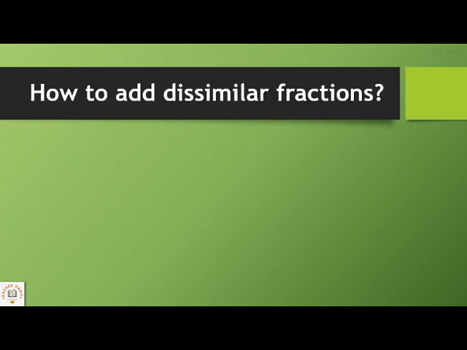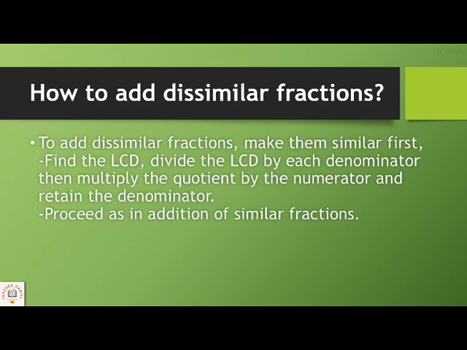How to add dissimilar fractions? To add dissimilar fractions, make them similar fractions. Find the LCD, divide the LCD by each denominator, then multiply the quotient by the numerator, and retain the denominator. And proceed as in addition of similar fractions.